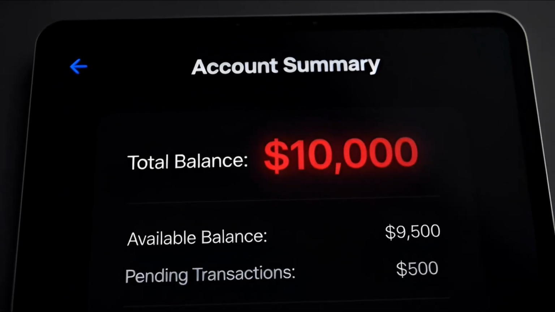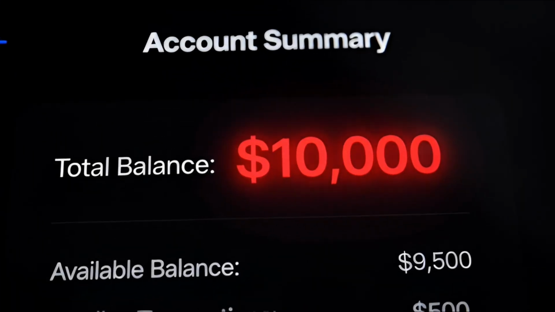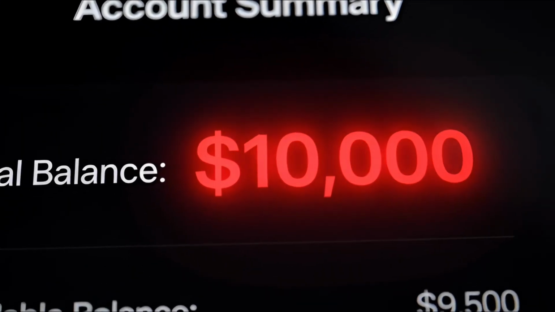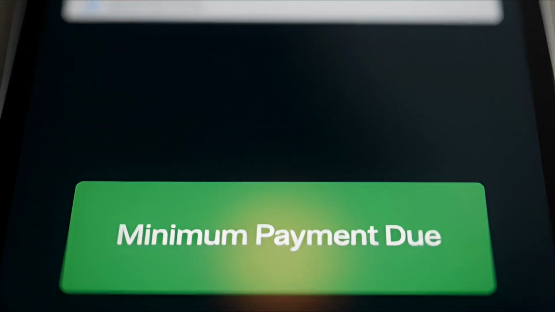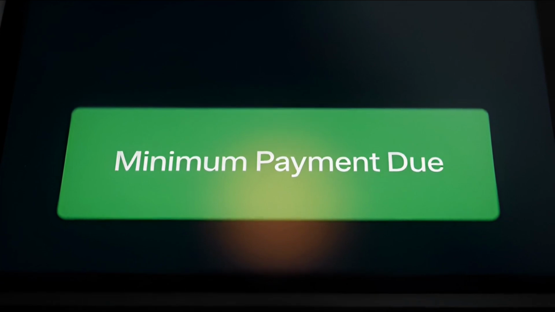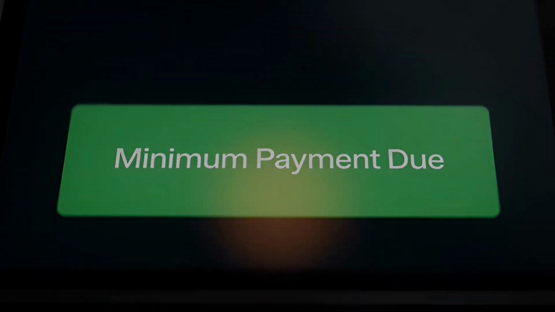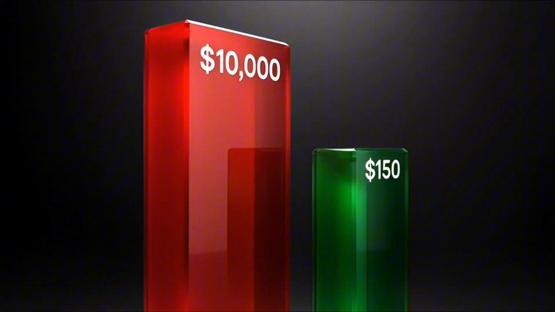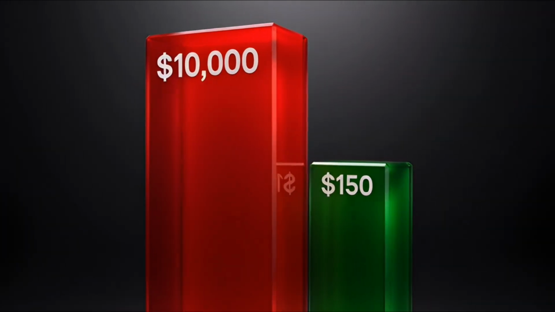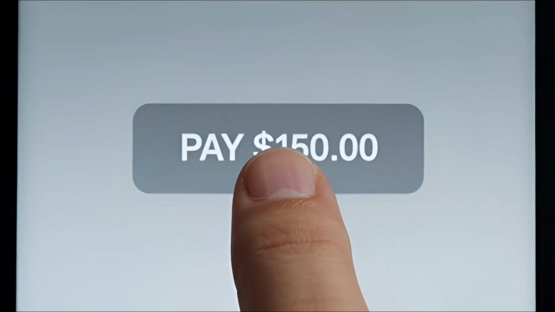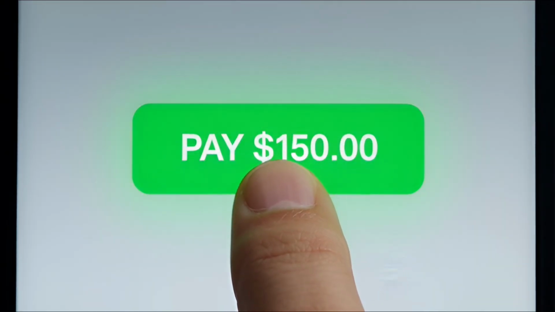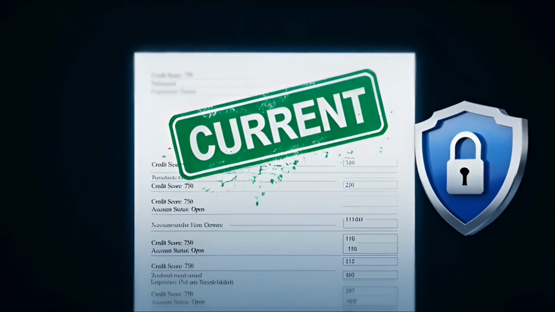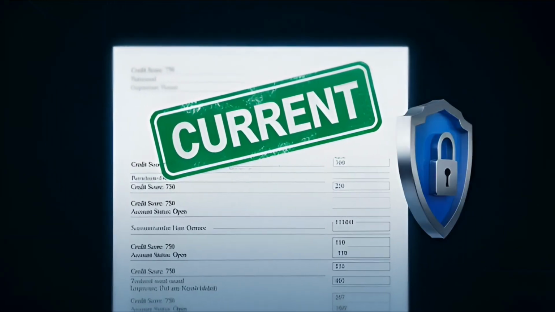You receive your monthly statement. The total balance is significant, perhaps $5,000 or $10,000. It looks intimidating. But then your eye drifts to the line labeled minimum payment due. It is a fraction of the total, often less than $200. You pay it. The interface turns green. You have avoided the late fee. You have maintained your current status with the credit bureaus.